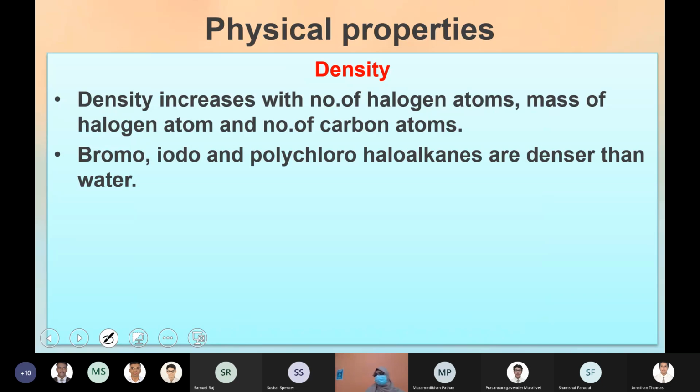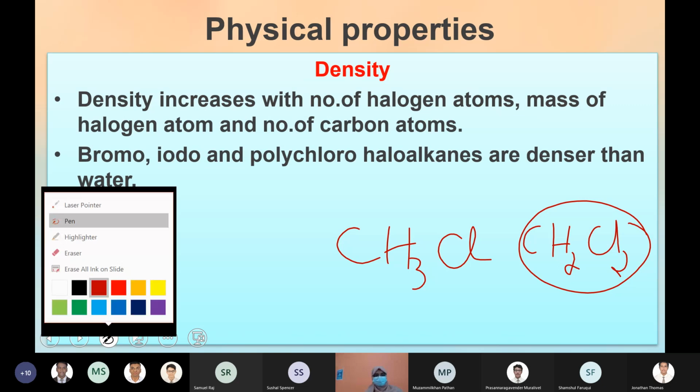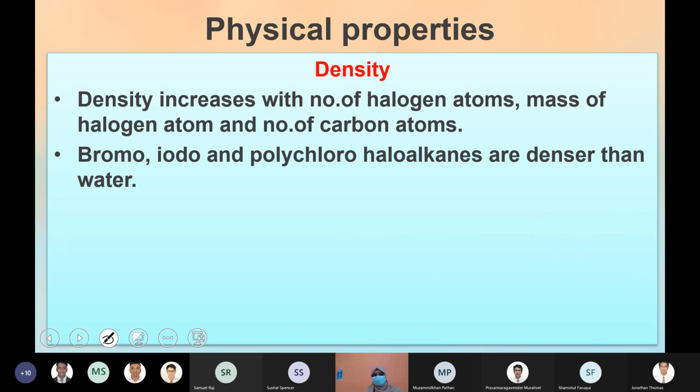Density is generally not much important. We don't see many questions on it. Mostly it is melting point, boiling point and solubility. But density you can easily compare, because the greater the size of the halogen, the more electrons, so it will be denser. If you have CH3Cl and CH2Cl2, the dihalo compound will be denser than the monohalo compound. This is not much important, so you can just leave it. It's just a general thing.